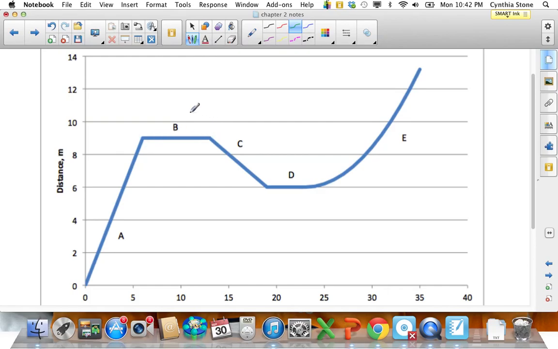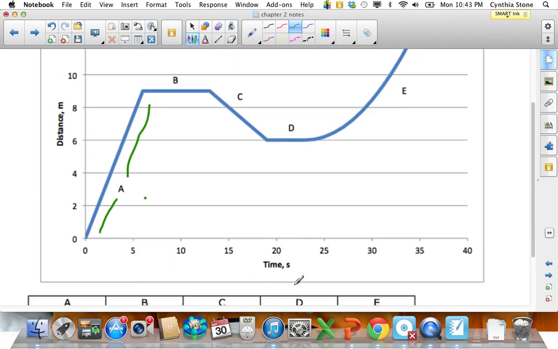B refers to this horizontal portion. C is this negative slope portion where it's heading down. D looks to me like this flat line, and E is this curve. So what I mean is, A goes from here all the way down here. A is this whole time frame, which looks like about, this is time, so this whole 5 seconds.